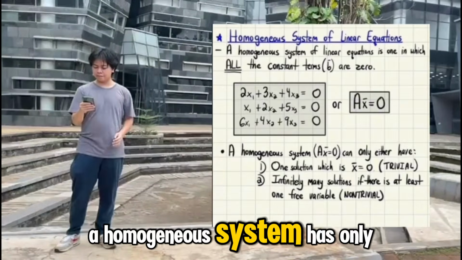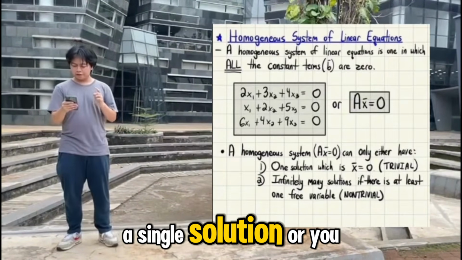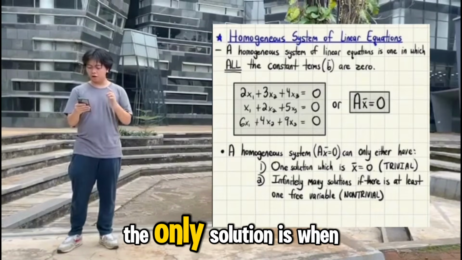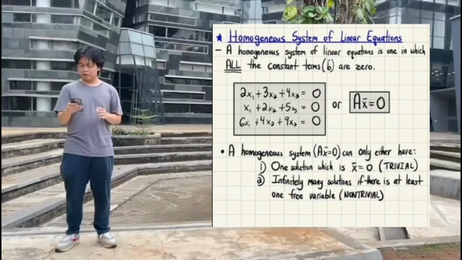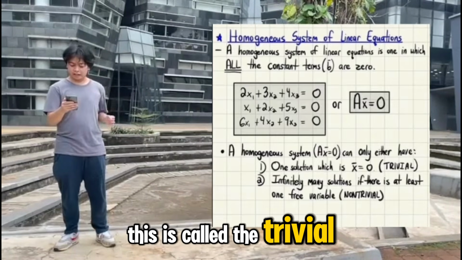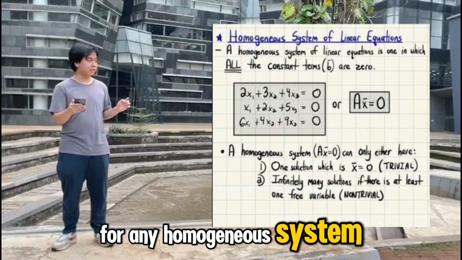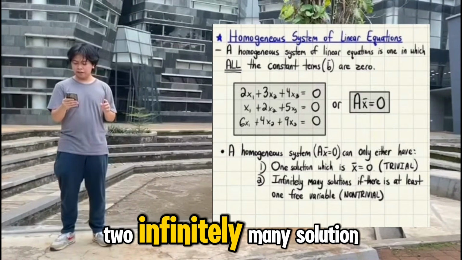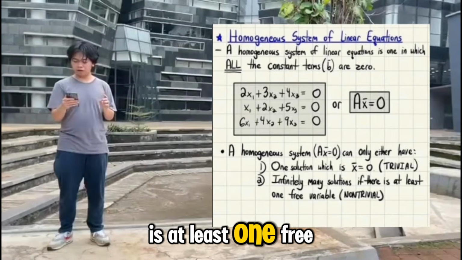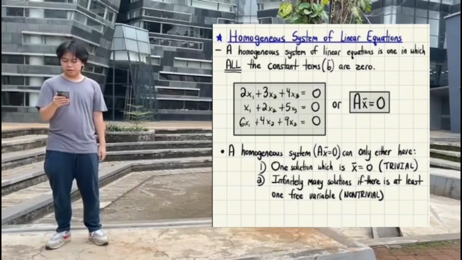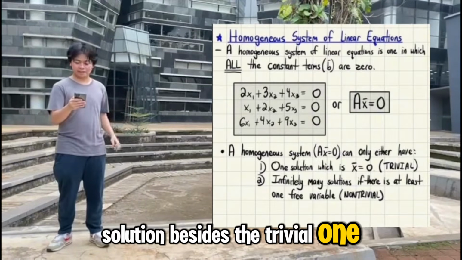A homogeneous system has only two possible types of solution. One, a single solution, which you can call the trivial solution. The only solution is when all the variables are equal to 0. This is called the trivial solution because it always exists for any homogeneous system. Two, infinitely many solutions. This happens if there is at least one free variable. If there is a free variable, it means there are many solutions besides the trivial one.